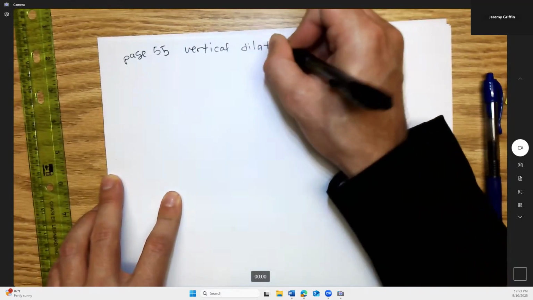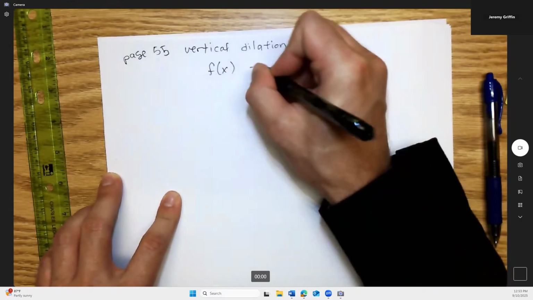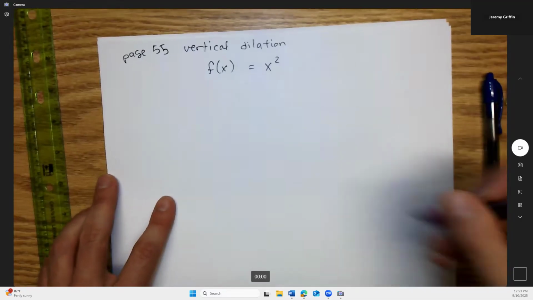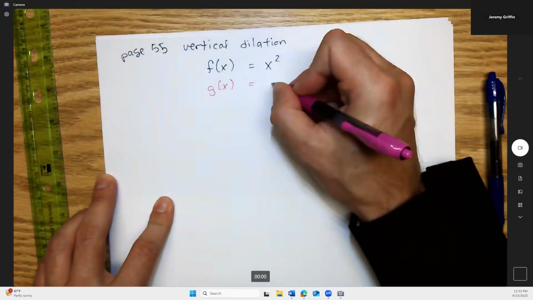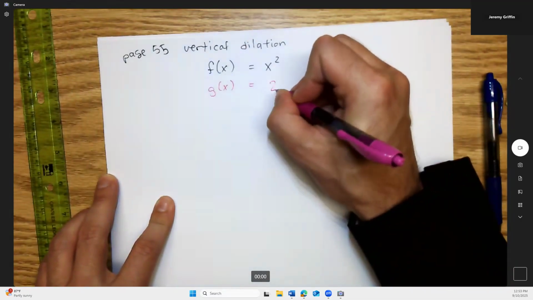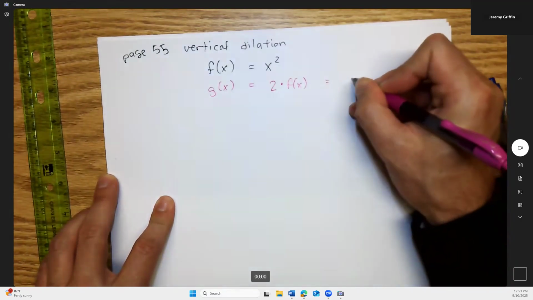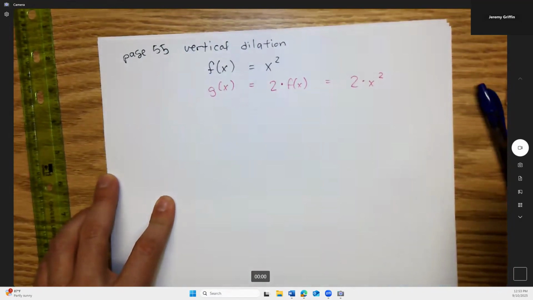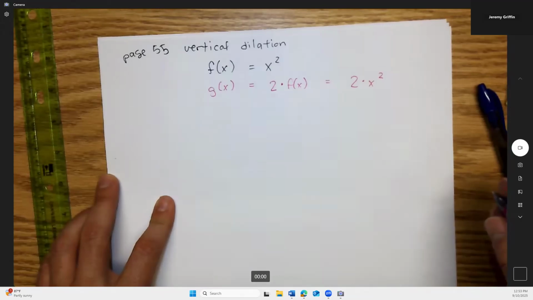Vertical dilation. Okay. So I'll start off with the parent function f of x. Let's just say it's x squared, just to stick with what I've been doing. Let's have g of x be 2 times f of x, which in this case would work out as 2 times x squared. Right? And then, what else do I want to do with this? Actually, that's kind of okay.